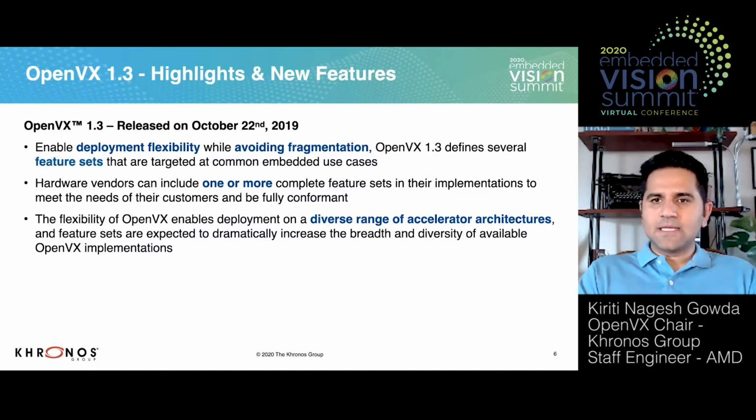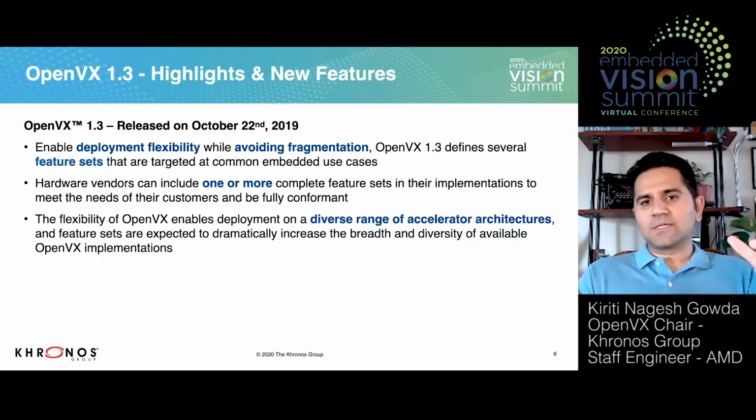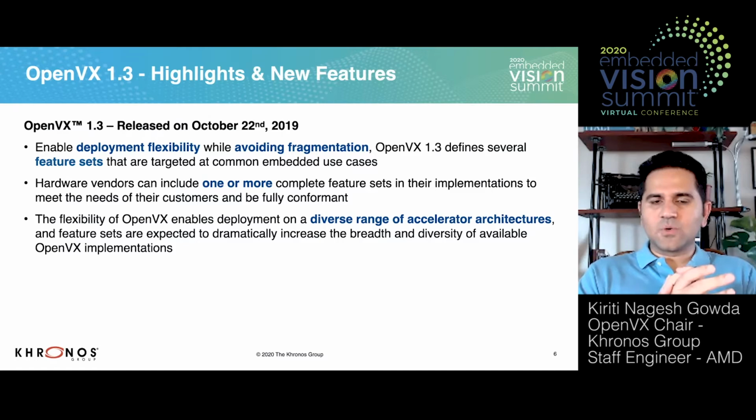So we're just giving them the flexibility of saying, okay, we're going to group a certain number of functions as feature sets, and then allow them to implement that without having to implement everything which doesn't concern them. That makes it easier for developers who are developing OpenVX. And the hardware vendors can now choose one or more of these feature sets in their implementation and still be fully conformant. The flexibility of this gives the developer the option of using different vendors' OpenVX across different hardware.